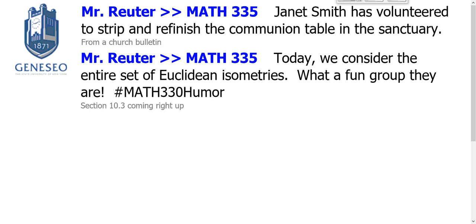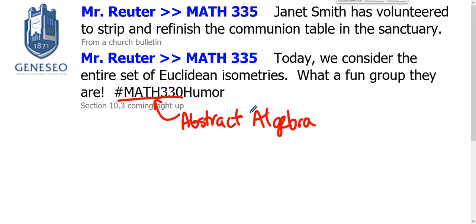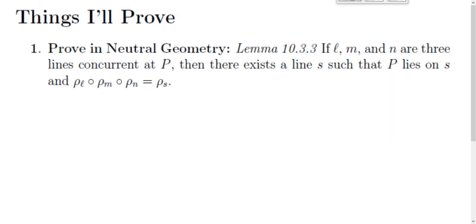All right, so today we border on abstract algebra. This is as close to abstract algebra as we get. We take a look at the set of Euclidean isometries and we see how they play together. I start out with a few lemmas that might be helpful, and then you go to work mostly in the discussion. So this is Lemma 10.3.3.